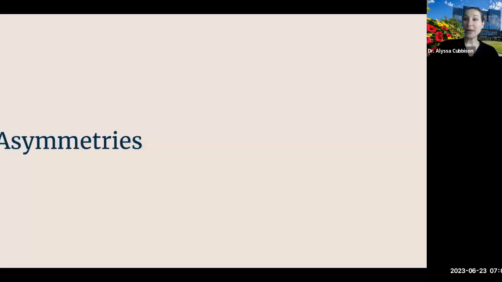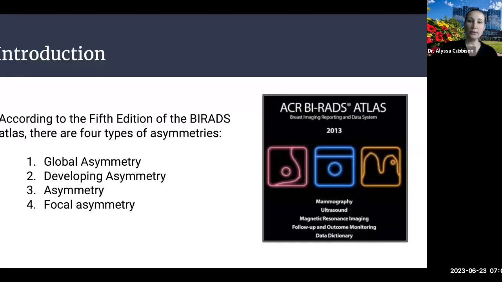So to compartmentalize them, because we have two things to cover with the asymmetry and the distortion, first we'll just be discussing asymmetries because they are different findings. If you're not familiar with our American College of Radiology BI-RADS Atlas, this is our gold standard reference for any breast imaging related questions that we have. It's very comprehensive and we often refer to it with any of our questions.